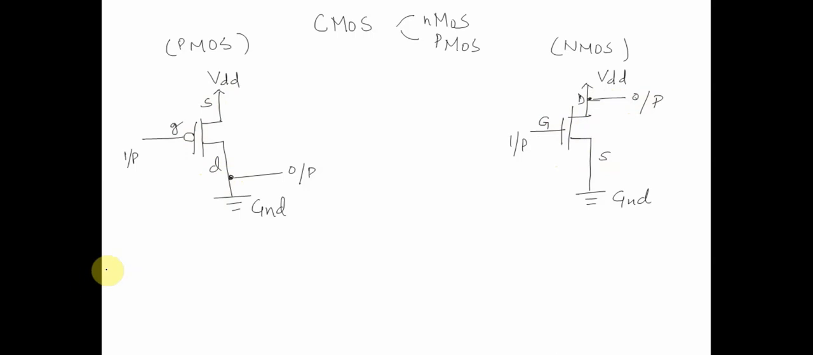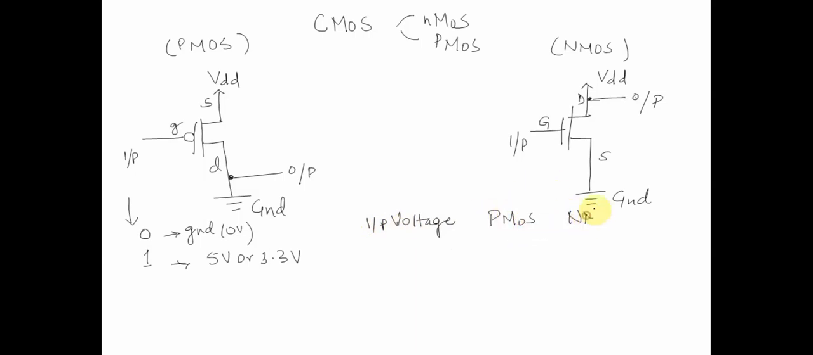Now if we look at the operation of these two blocks, what would happen? Since we are talking about digital circuits, we will only be talking about two logic levels. One is 0, one is 1. We are talking about binary operation. Let's call 0 ground, or 0 volt, and let's call 1 5 volt or 3.3 volt. Now let's assume that we are supplying an input voltage, and we will see how PMOS behaves and how NMOS behaves for this.